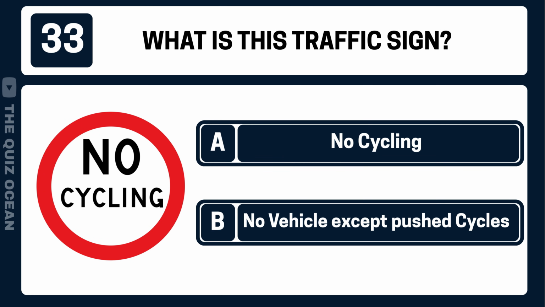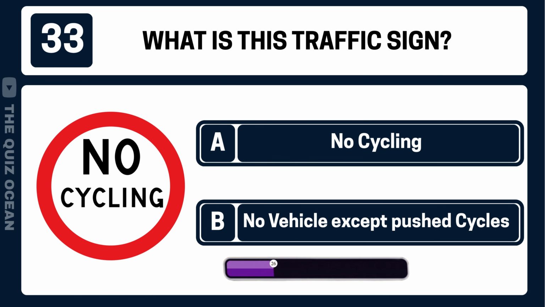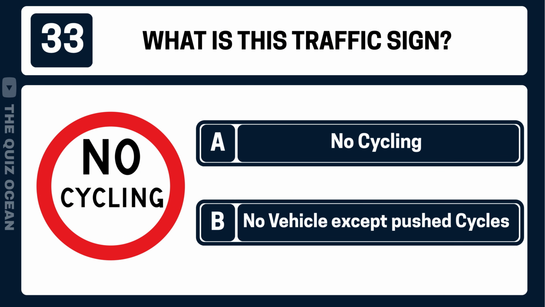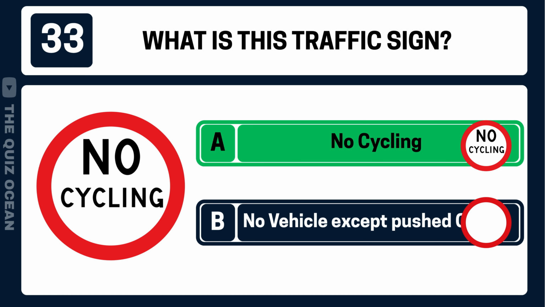What is this traffic sign? A. No cycling. B. No vehicle except pushed cycles. Correct. This sign prohibits cycling in the area.